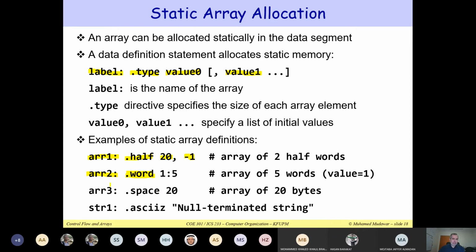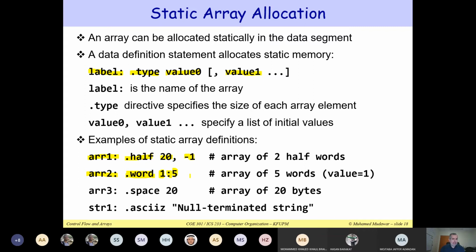So notice that array2 is an array of words. Notice that .word here means 4 bytes per element. Now the value is 1, and there are 5 elements in the array. So when you write colon followed by 5, it means that you have an array of 5 elements. These are 5 words, and all of them are initialized with the same value, which is 1. This is the syntax if you would like to allocate an array and all the elements are initialized with the same value.